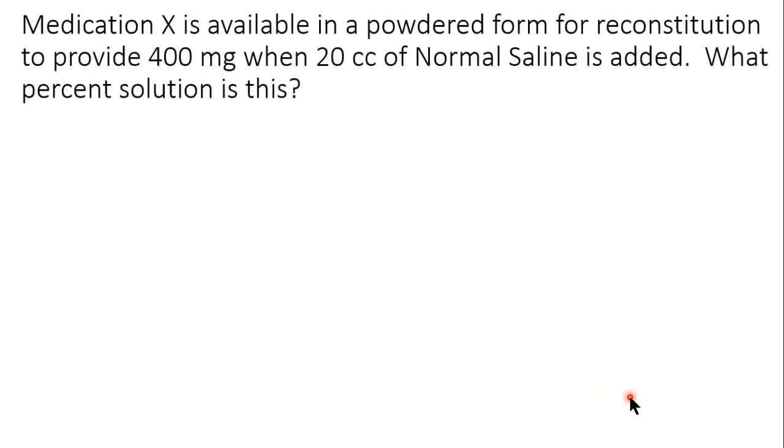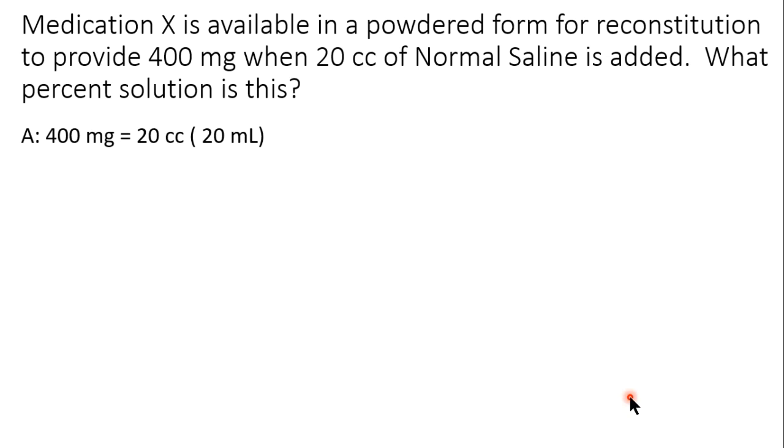Medication X is available in a powdered form for reconstitution to provide 400 milligrams when 20 cc's of normal saline is added. What percent solution is this? So in this one, we're working a little bit backwards. Generally they give us the percent solution, but now they are giving us the milligrams and cc's, and we have to find the percent solution.